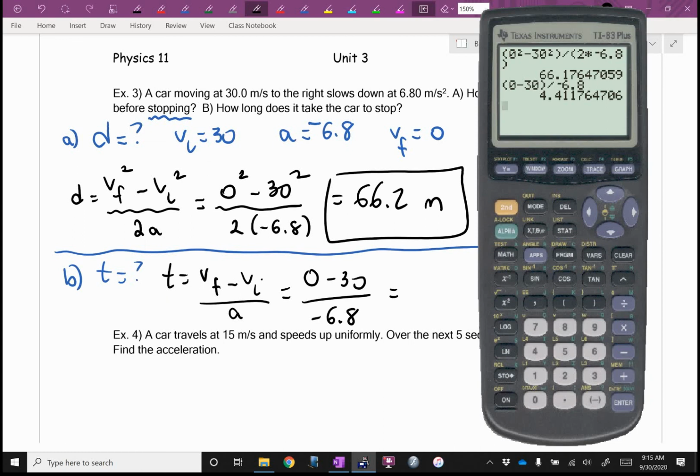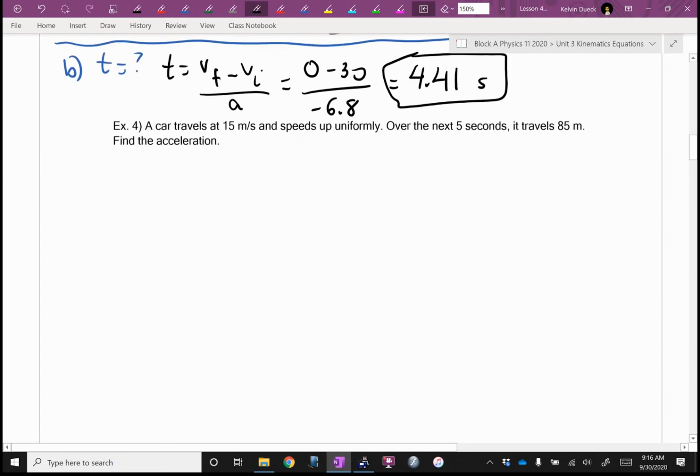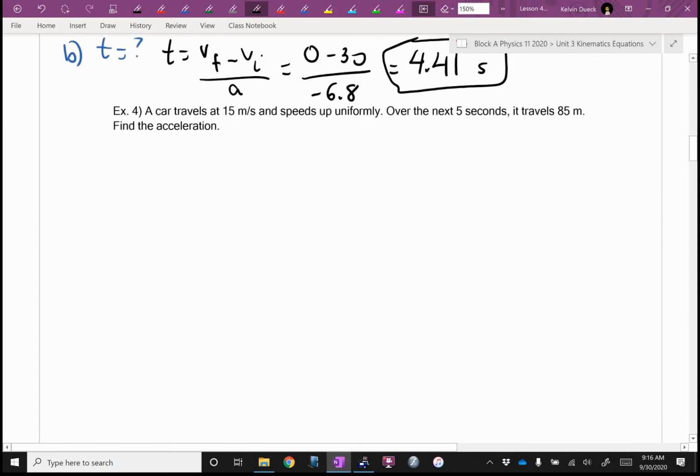4.41, yes, Owen? Yeah, yeah? Are you lying to me? You got it? Same as me? So let's go to 3 sig figs, 4.41. Units, time. Units, time. Seconds. Good. Cool.